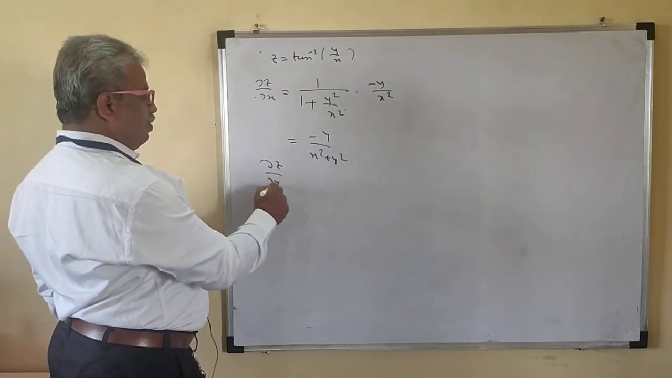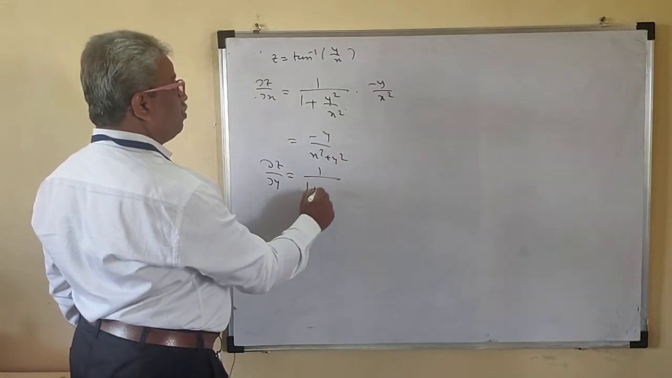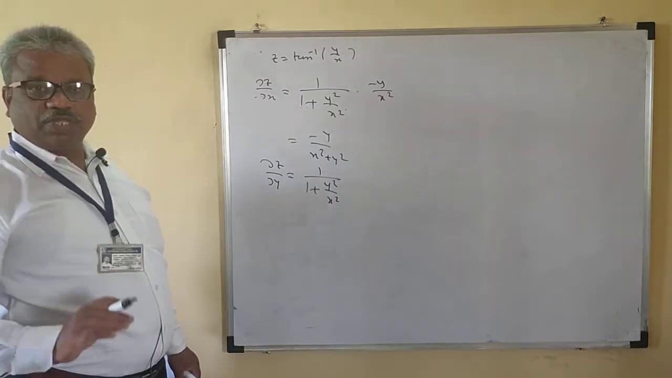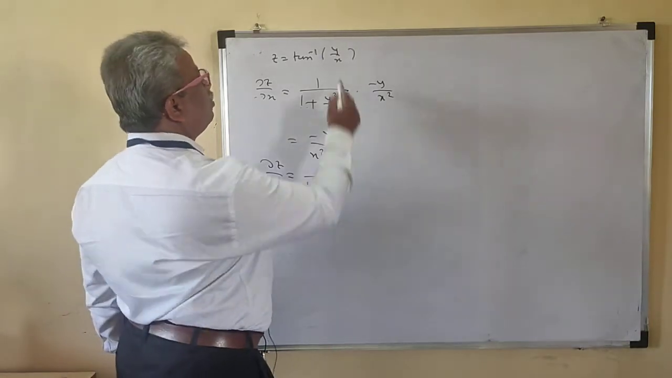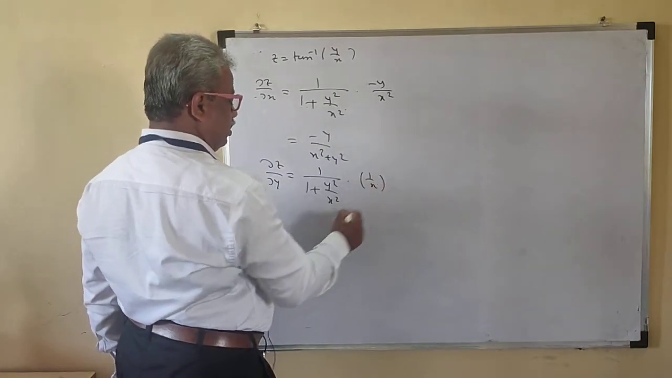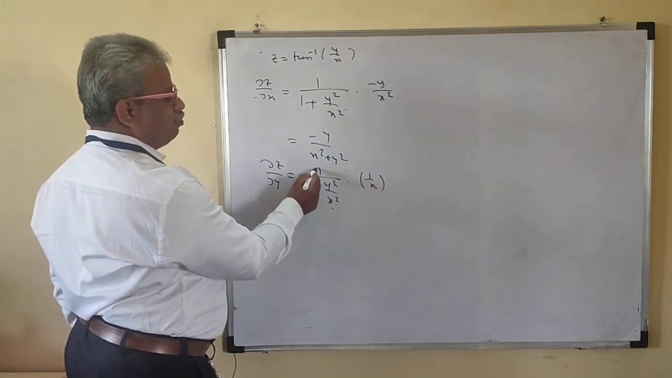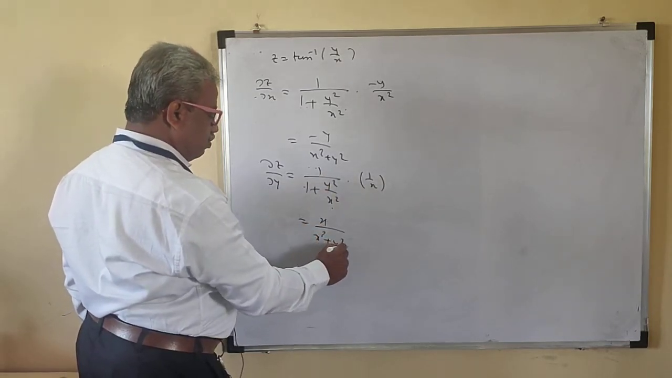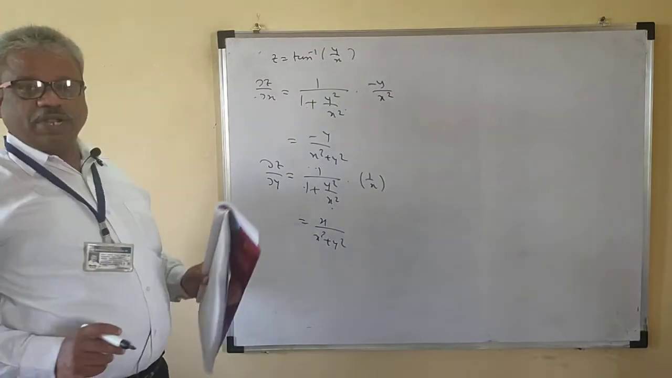So what will ∂z/∂y be then? It is 1 upon 1 plus something square, the derivative of tan inverse of something, into the derivative of this y by x. So this is 1 by x. Then you are multiplying by x square here, and x will get cancelled. So x upon x square plus y square. This is your ∂z/∂y.